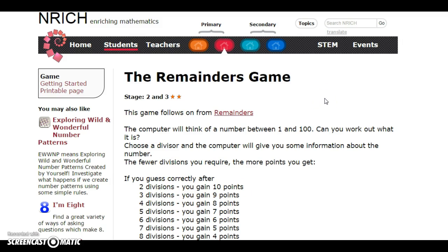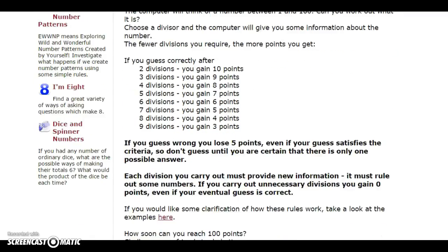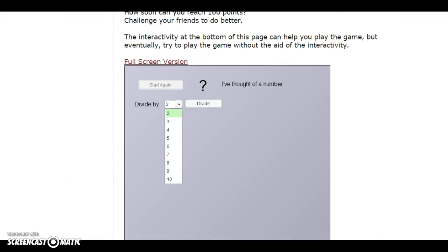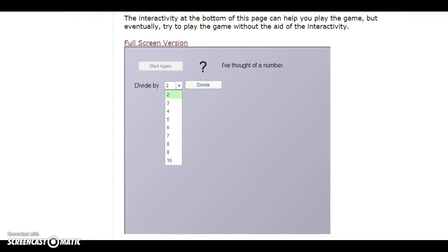But right now we're more concerned about developing a strategy for this game and just getting a feel for how to play. So we're going to scroll down, and as you can see, here is the game and how it started. The computer has thought of a number, and we can divide by 2, 3, 4, 5, 6, 7, 8, 9, or 10.